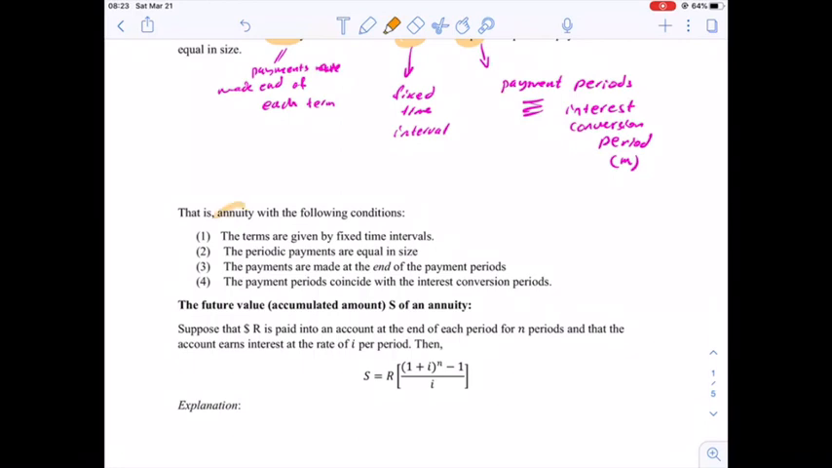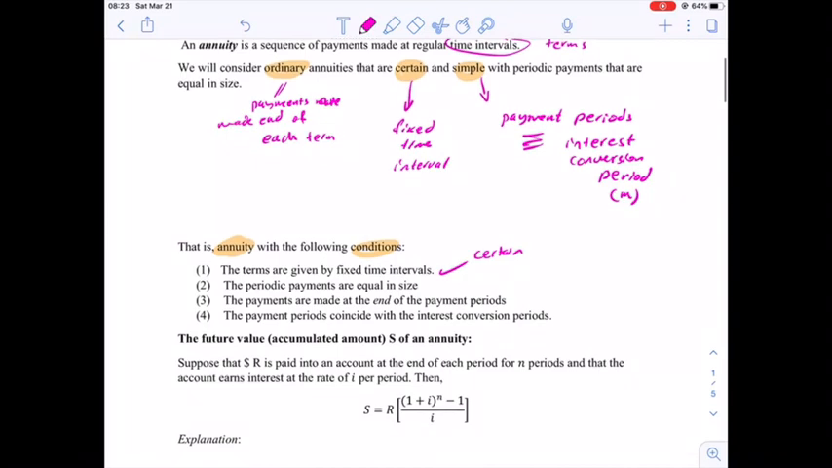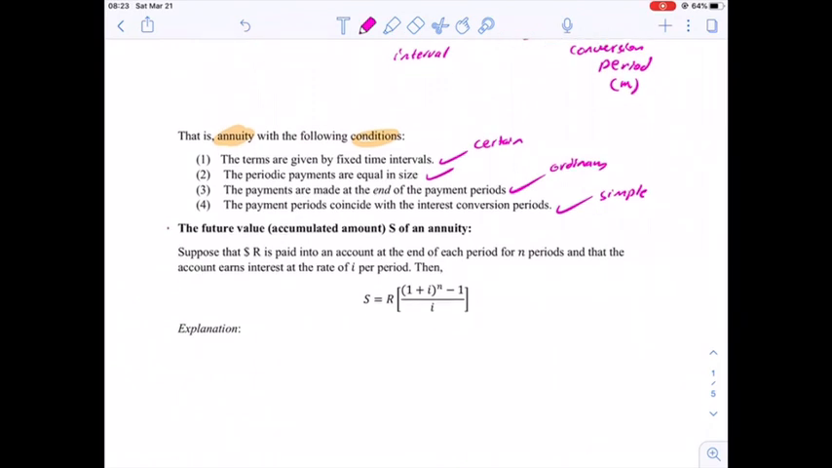Okay, so we study annuities with the following conditions. First, the terms are given by fixed time intervals, and that means it's going to be certain. The periodic payments are equal in size, and the payments are made at the end of the payment periods, and that means it's going to be ordinary. The payment periods coincide with the interest conversion periods, so these are simple annuities. So let's start with the future value of an annuity.